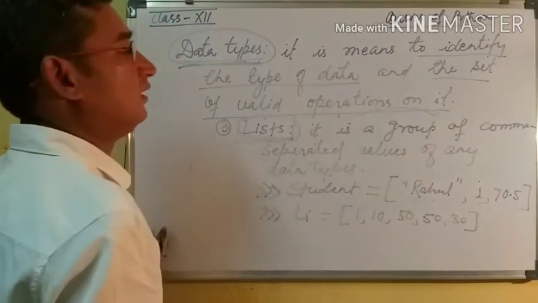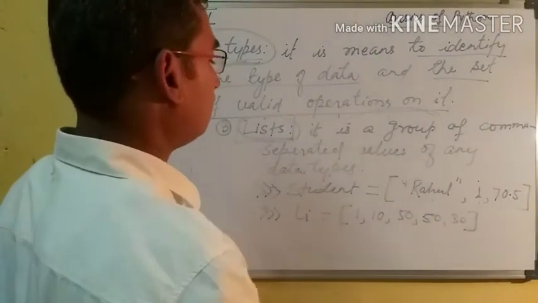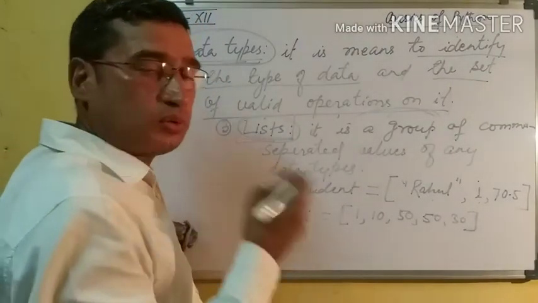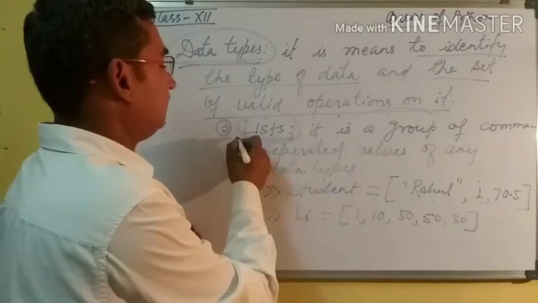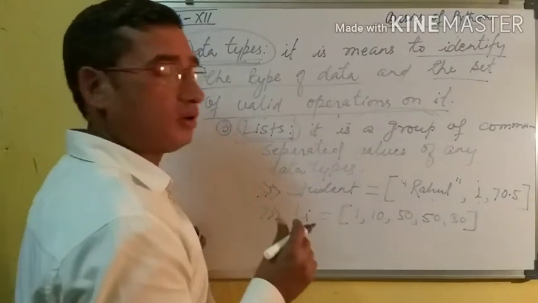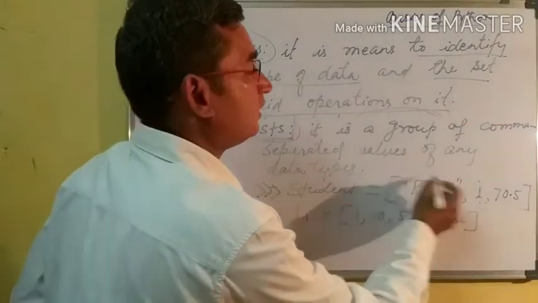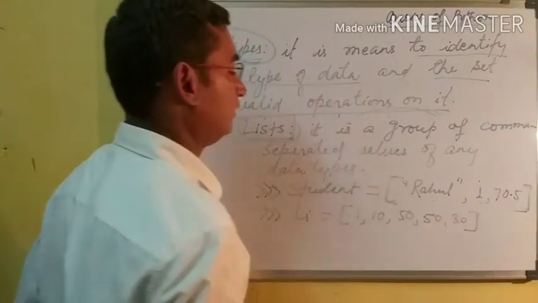A list is a group of comma separated values of any data types. If you have so many values and you want to store them in one place, then list is a data type where you can store all these values. In this example I have shown you, it is written in square brackets.